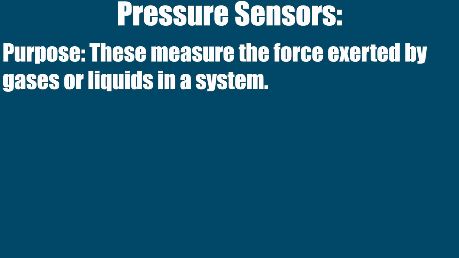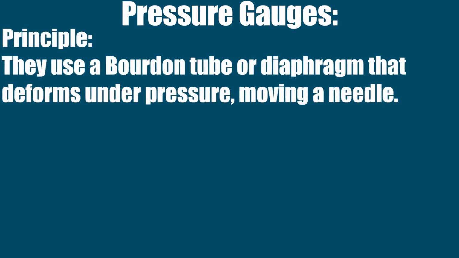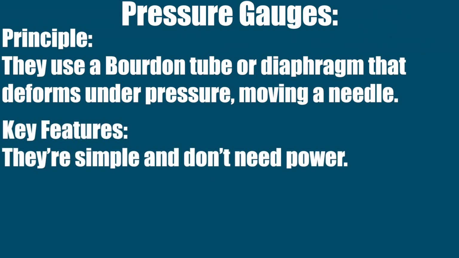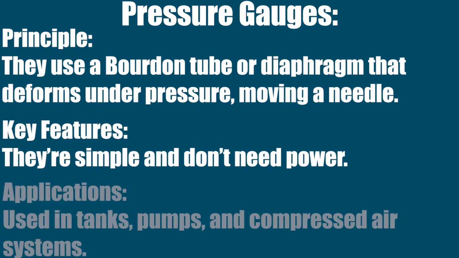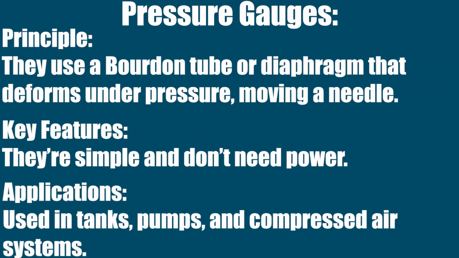Pressure sensors, their purpose is to measure the force exerted by gases or liquids in a system. Let's look at a few types. There's pressure gauges. These are mechanical. Its working principle is that it uses a Bourdon tube or diaphragm that deforms under pressure, and that moves a needle. Its key feature is that it's simple and it doesn't need power. Applications you'll find it in are tanks, pumps, and compressed air systems.